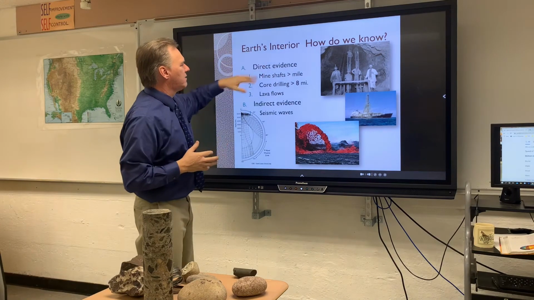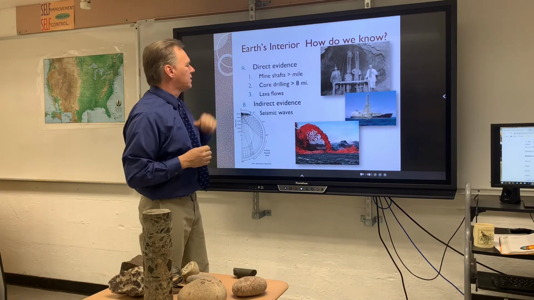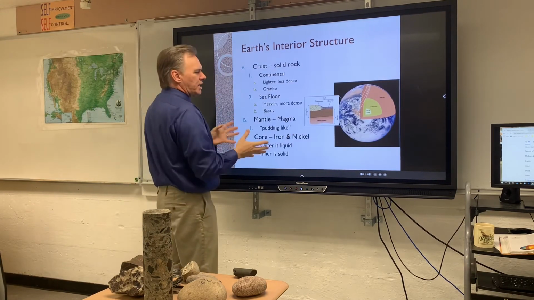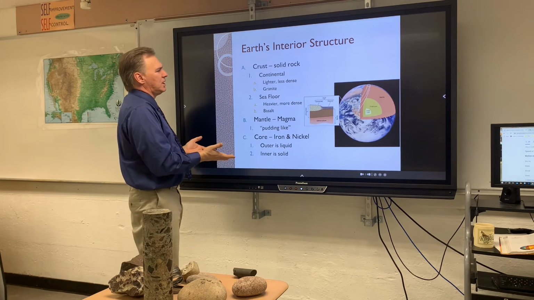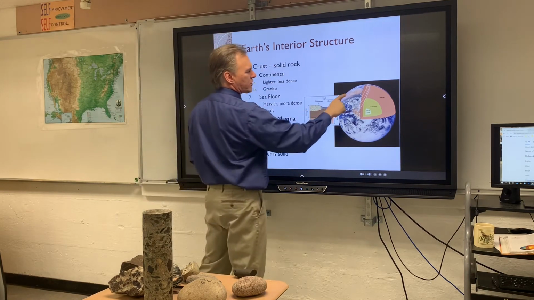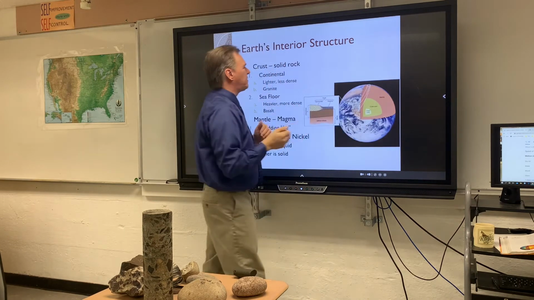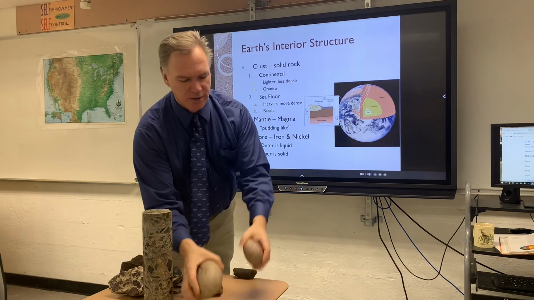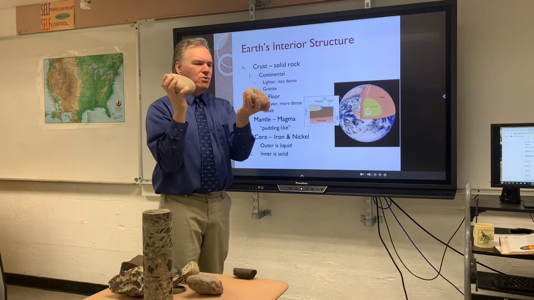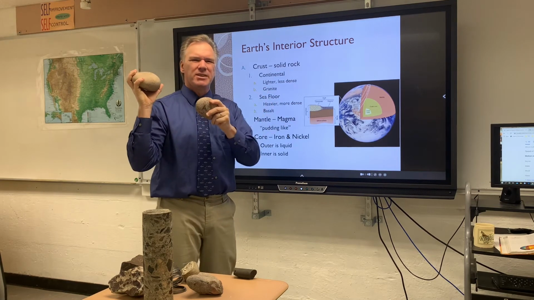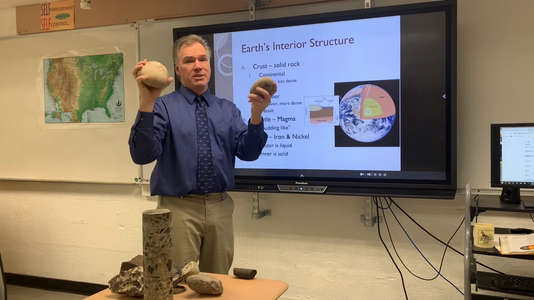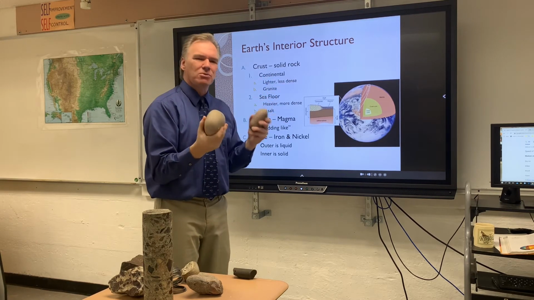So from putting all of this evidence together, the direct evidence from mine shafts and core drilling and lava flows, and the indirect evidence from seismic waves, we put this together as our understanding of the inside of the earth. The earth is made up of a crust, which is solid rock and relatively thin, maybe 50 miles thick. There's two kinds of crust. There's lighter continental crust. This is the rock that mostly makes up the continents. Now there's hundreds of kinds of rocks, so just because it's a continent doesn't mean it's made out of granite, but granite is the most common rock of the continents.